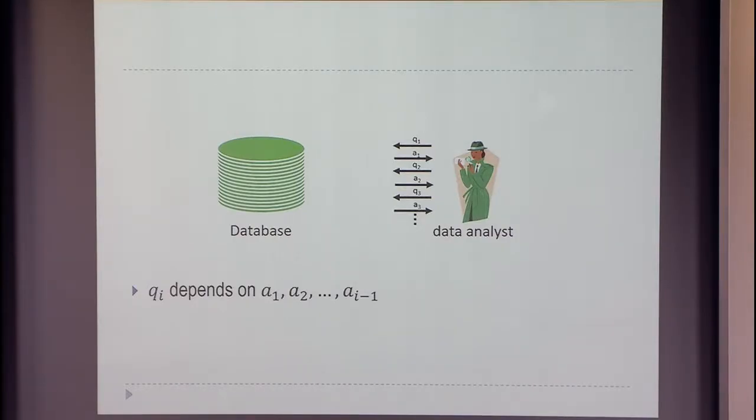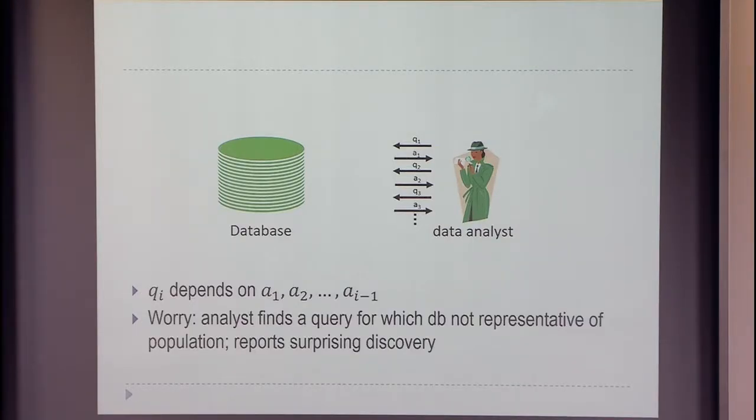So let's go back to our formulation. What are we worried about? Here's how we started. In a very formal way, the analyst asks a question from the database, gets an answer, asks another question, gets an answer, and everything is adaptive. So the question that's asked at the ith step depends on the previous i-1 answers. Our worry is that the analyst will find a query for which the database is not representative of the population.